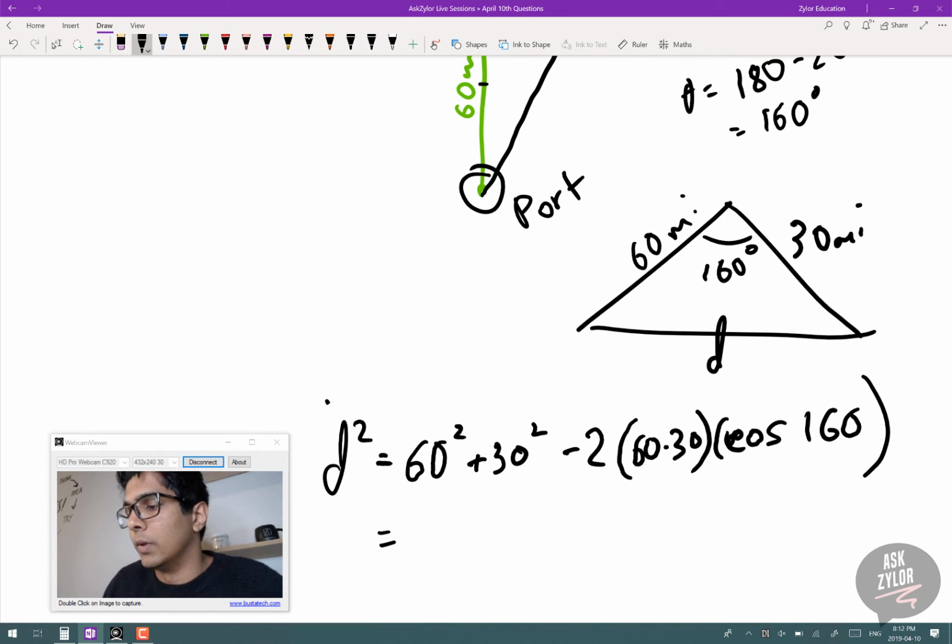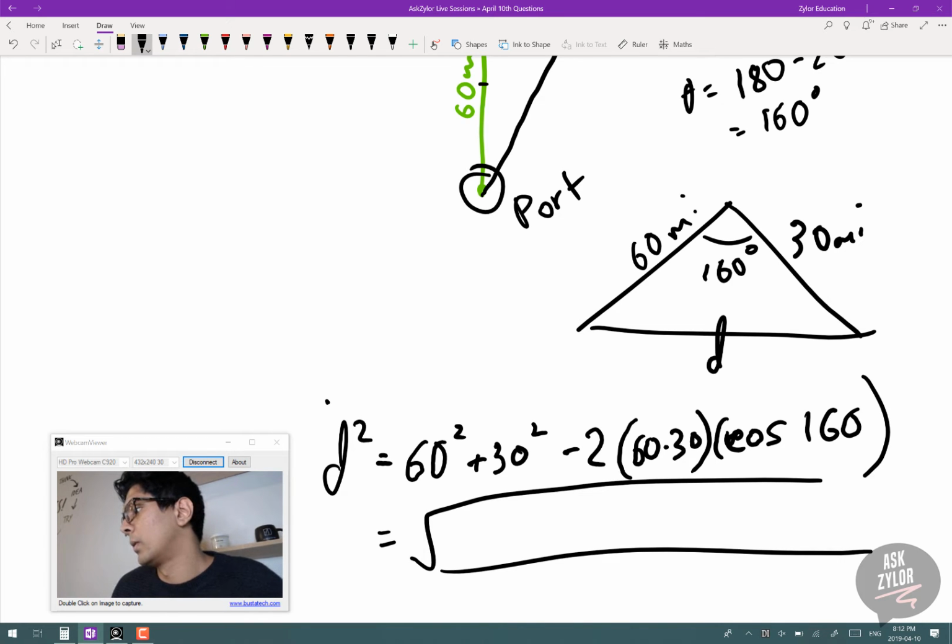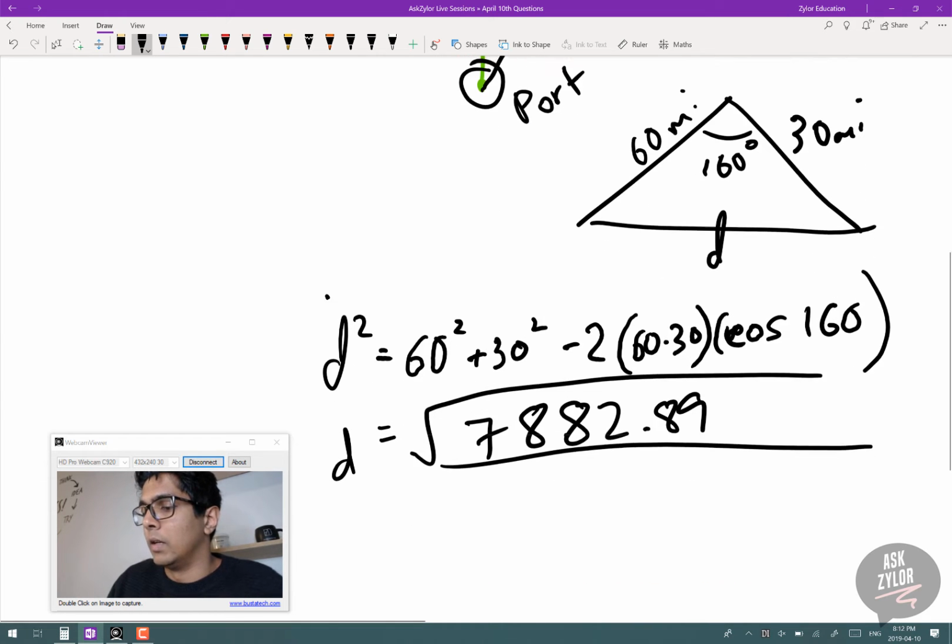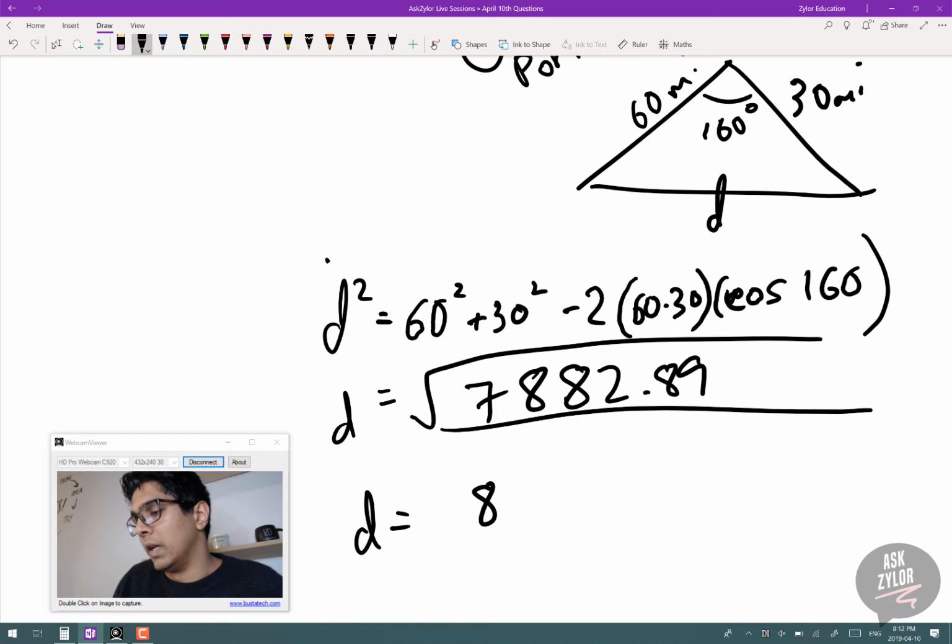So the next thing I'm going to do is just simplify all my terms and then square root everything. So under the square root I should get 882.89, and then my distance is going to be 88.78 miles.